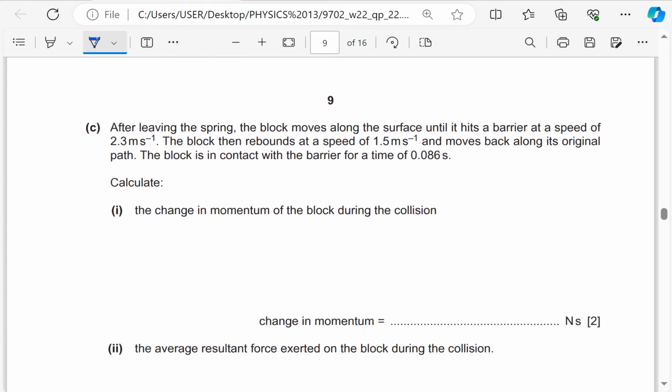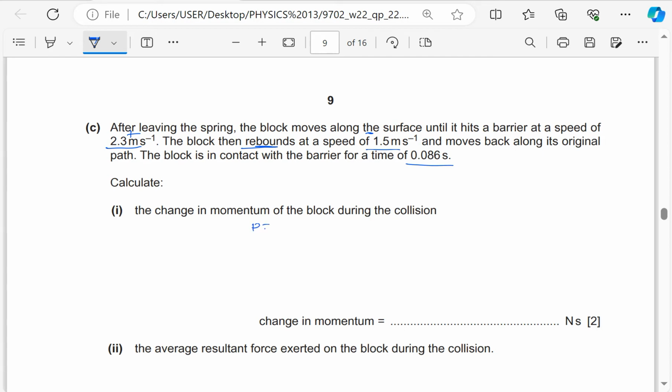After leaving the spring, the block moves along the surface until it hits a barrier at a speed of 2.3 meters per second. The block then rebounds at a speed of 1.5 meters per second. So it rebounds. So if this is positive, this should be negative because there is a rebounding, and moves back along its original path. The block is in contact with the barrier for the time of 0.086 seconds. Calculate the change in momentum.